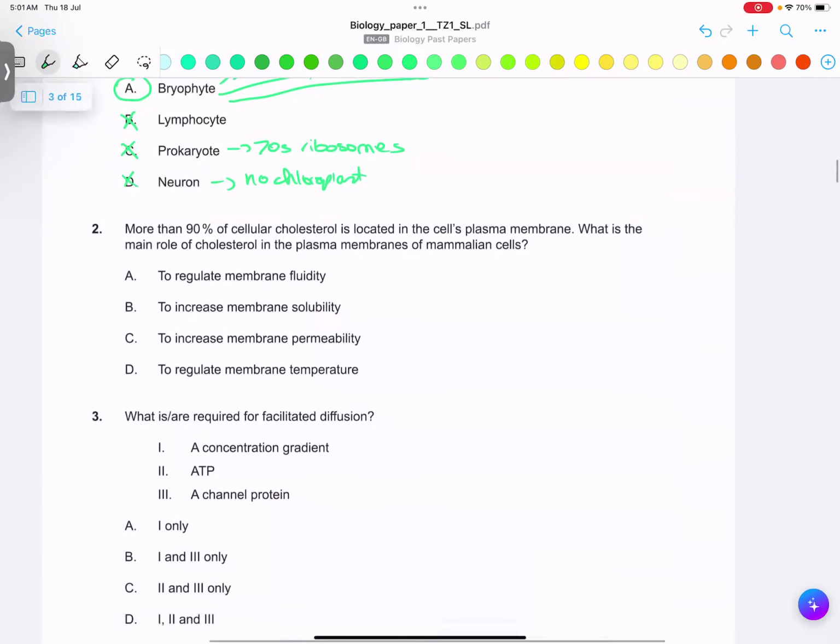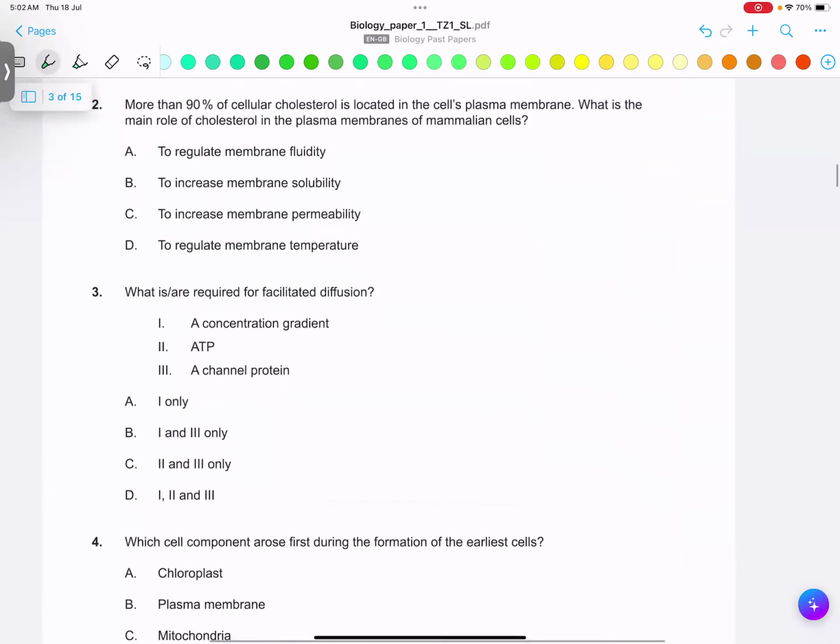So for the second question, more than 90% of cellular cholesterol is located in the cell's plasma membrane. What is the main role of cholesterol in the plasma membrane of a mammalian cell? These are all keywords: role, plasma membrane. Here we do know that it is to regulate membrane fluidity, because it does not necessarily increase membrane solubility, it does not increase membrane permeability, and it does not regulate membrane temperature. So this is its actual role. In this case, it's more straightforward than the other question. So it's A.